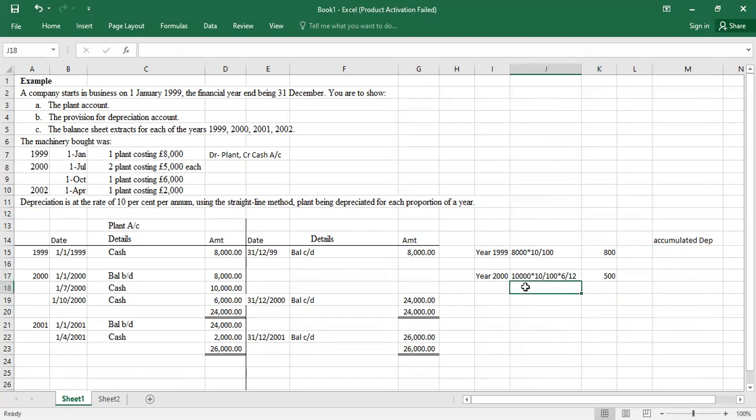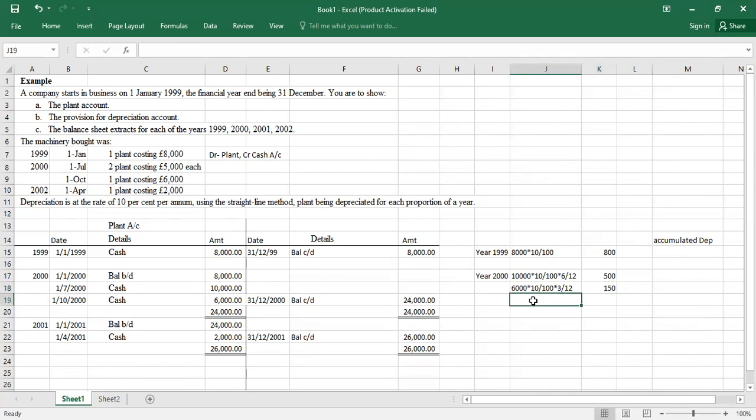In the same year, 1st October, again, I'm acquiring another machine. Depreciation is still at 10% per annum, but for this year, I'm going to have only 3 months, October, November, and December. So I'm going to multiply by 3 over 12. That will give me 600 multiplied by 3 over 4. That's like a quarter, so I'm going to get 150.